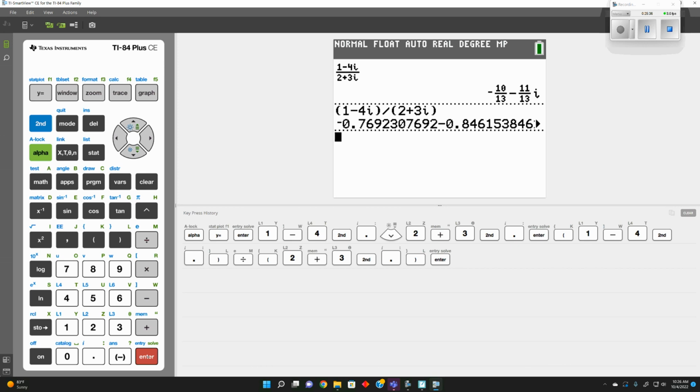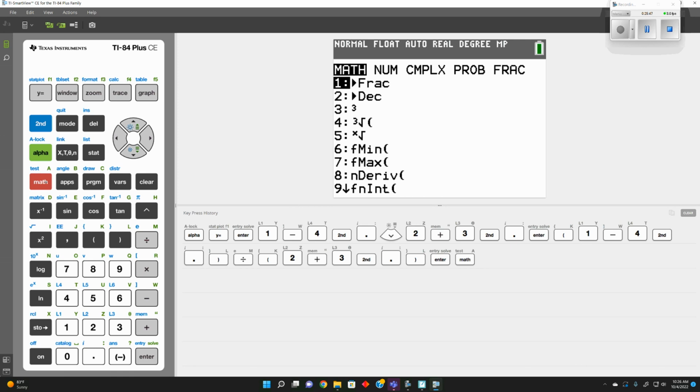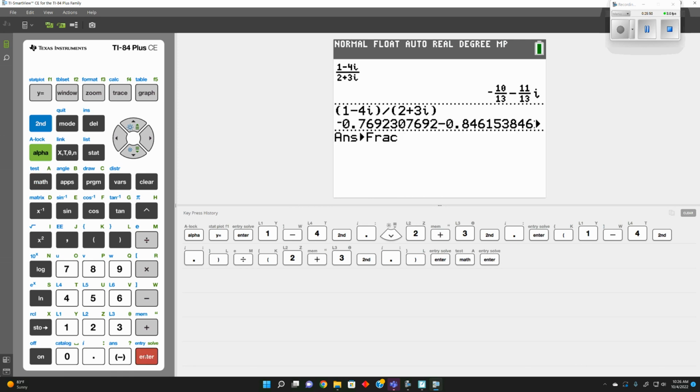But the way that we want the answer is not in decimal form. We want it as a what? A? How can we change it to a fraction? Math. Enter. Enter.